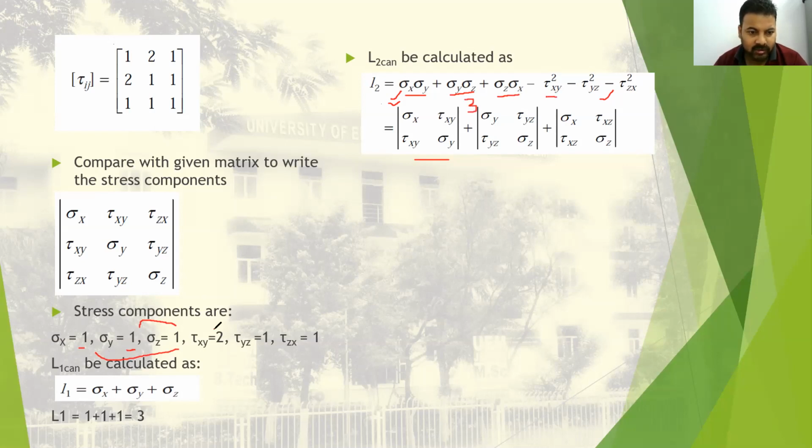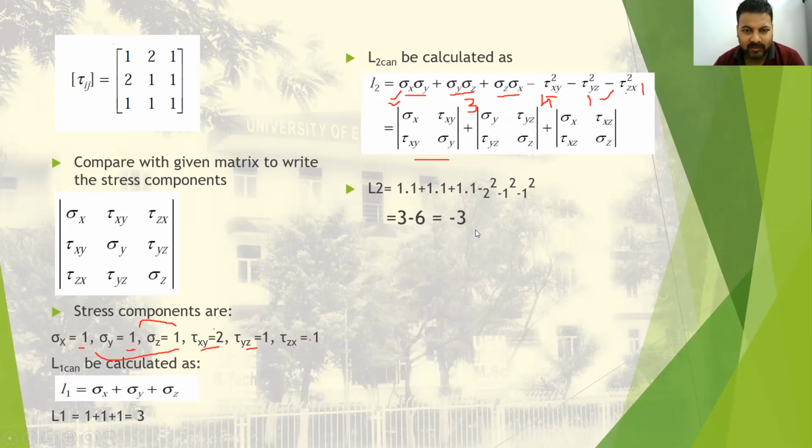Tau square xy means 2 square. This 2 square means it is equal to 4. Tau square yz means this one is equal to 1 from here. Or tau square zx. Tau square zx is again 1. So we can see the calculation as like this. 1 plus 1 plus 1, that was equal to 3, minus 4 minus 1 minus 1. So finally it comes equal to minus 3.